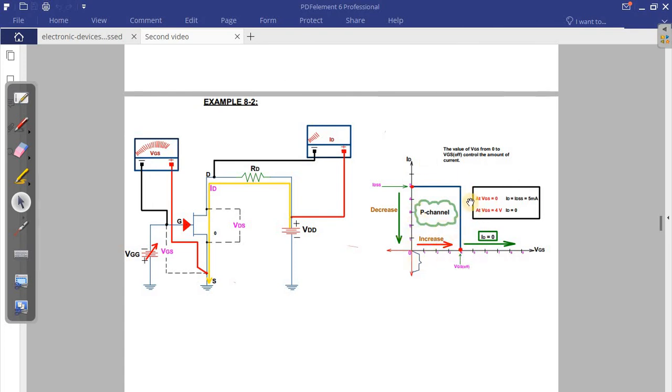So guys, you must understand how easy this question is. Question number 8.2, that's why I explained this side. So the P channel will operate between 0 and IDSS, and between 0 and VDS off. So any further increase in VDS, ID will stay 0, because when I increase VDS, ID decreases.